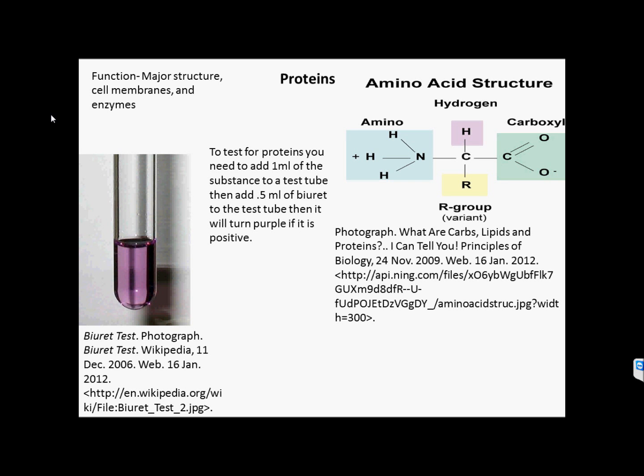Proteins are a major structure, also part of the cell membrane, and enzymes. To test for proteins, you add 1 milliliter of substance and 0.5 milliliters of iodide to a test tube. If it turns purple, then the test is positive.